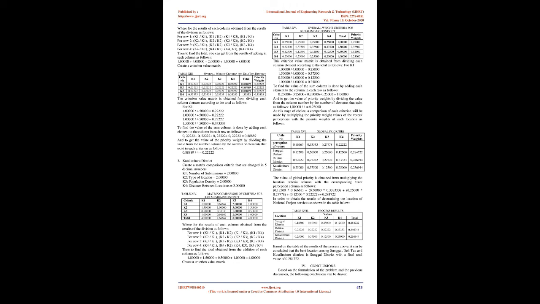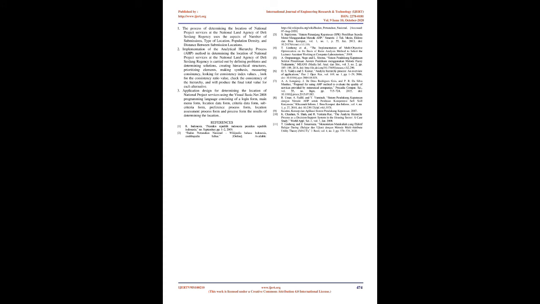A. Criteria: number of submissions, location type, population density, distance between locations. B. Sub-criteria: very many, medium, little; market centers, government institutions, settlements, education centers; very high, medium, low; very far, medium, close. C. Alternatives: Sunggal district, Delitua district, Limbong district. 2. Create a hierarchy.